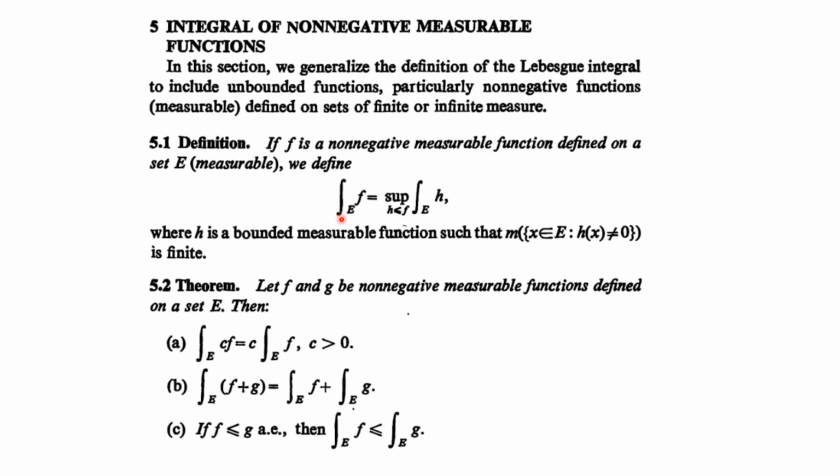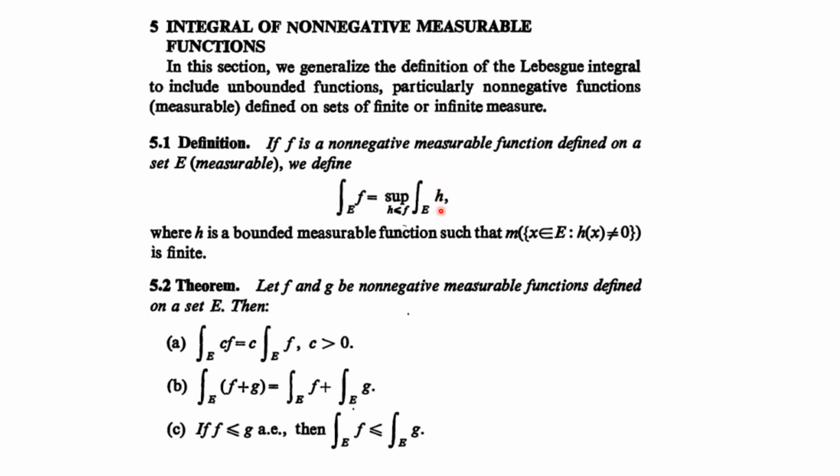The definition is clear. What are we given? We are given that f is any non-negative measurable function. To find out the value of the integral of f over E, we will consider any bounded function h which is less than or equal to f, right, and it is measurable such that the measure of all those x belonging to E where h(x) is non-zero should be finite. We have to consider those bounded measurable functions and then take the supremum of all these. This will be equal to the integral of f over E.